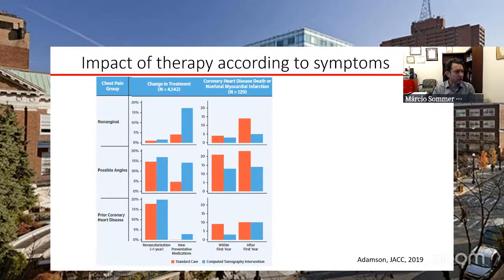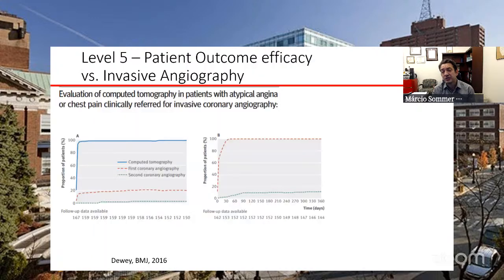If we continue on the outcomes data and we start moving to the other side of CT as initial test, which I'm going to talk a little bit more about, which is CT versus invasive angiography. So like changing the question from the usual, let's do CT versus a stress test, now it is let's get everyone that goes to the cath lab, and instead of going to the cath lab, let's do a CT first.